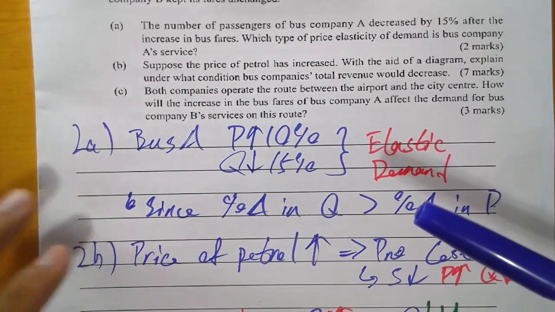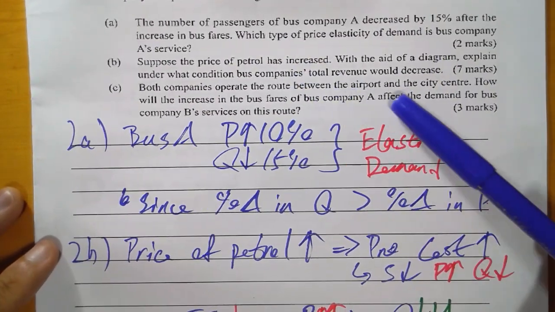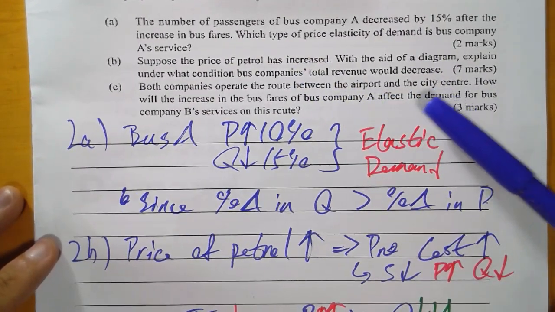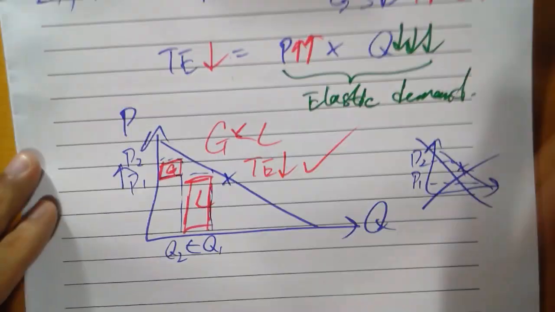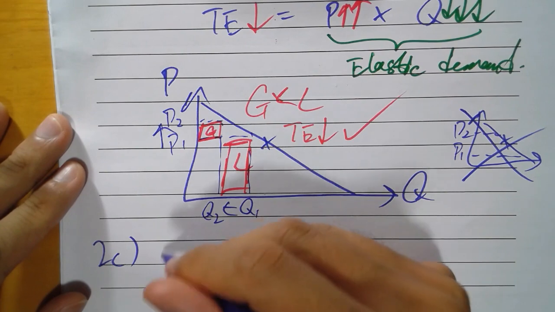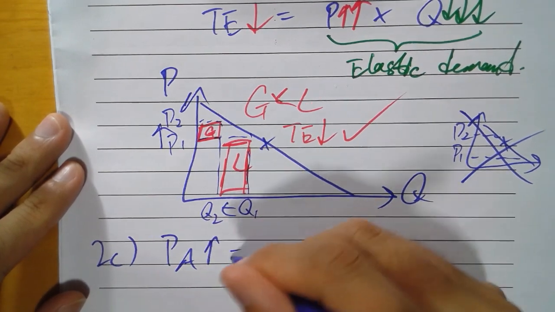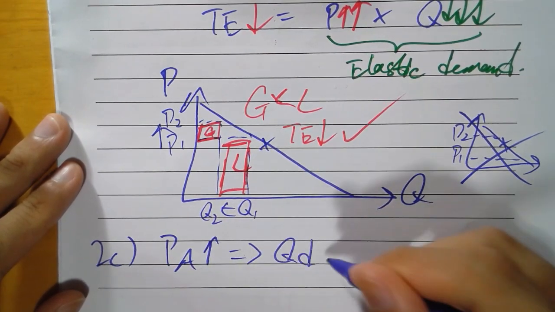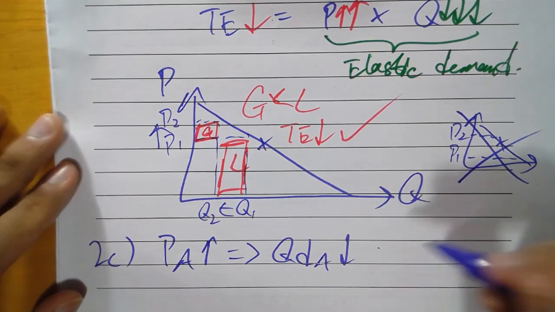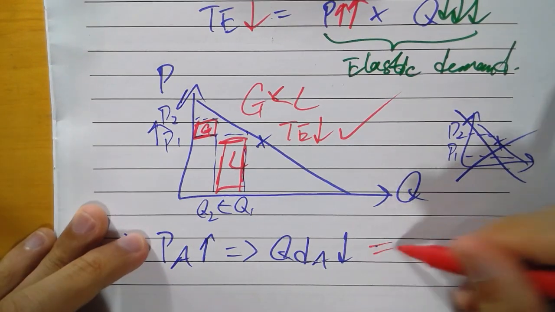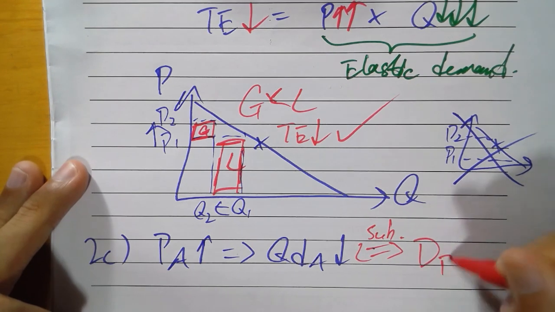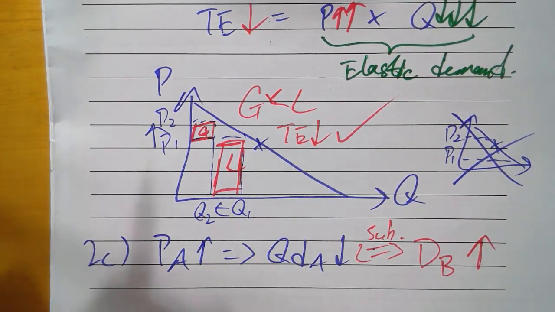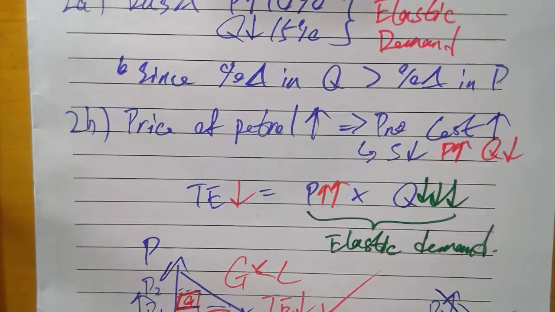Now let's look at 2C finally. Operate a very similar route. Now how would an increase in bus fare of A affect B? P of A increases according to the law of demand. QD of A would decrease since A and B are substitutes. Therefore, the demand for our good would actually increase. All right, now final question.